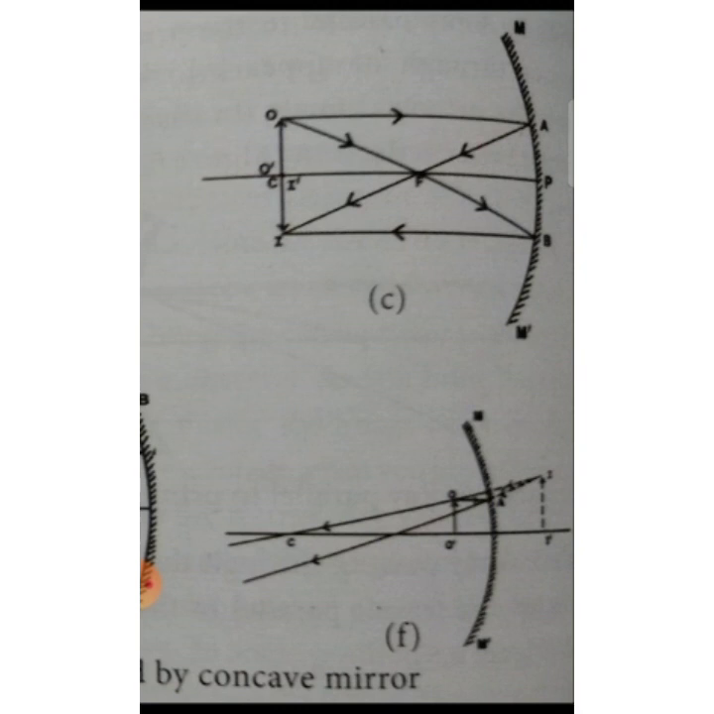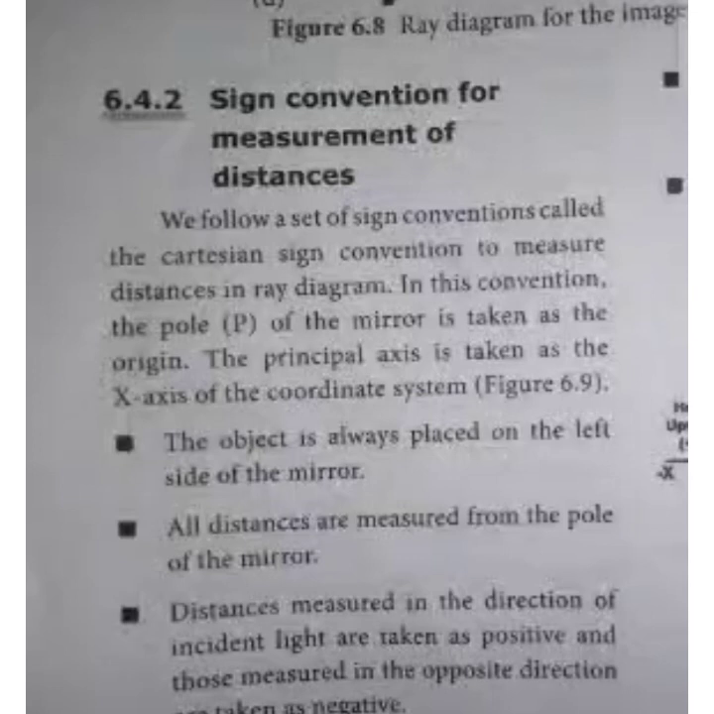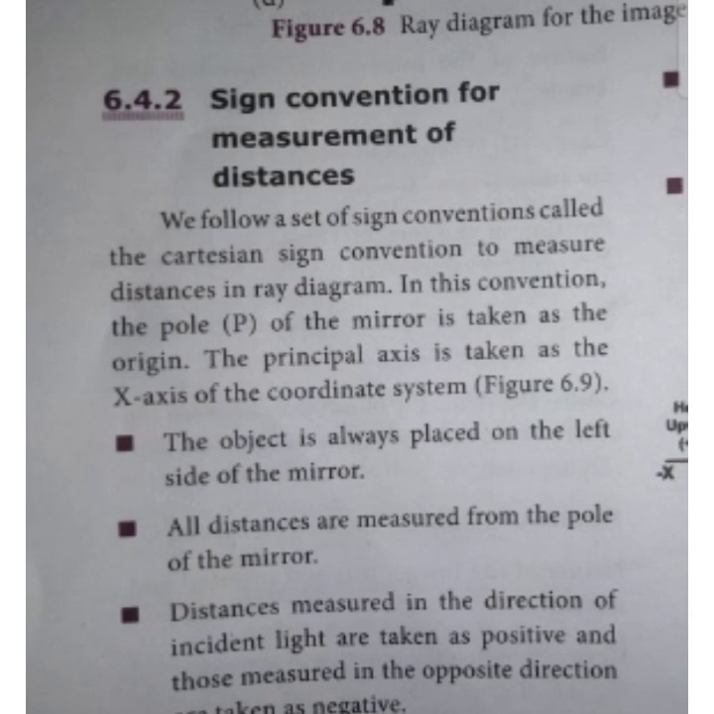Okay, students, next topic, sign convention for measurement of distance. So what is sign convention? We need plus and minus signs to use in the formulas in future. F is the focal length, U is the object distance, V is the image distance, which must be found out using future formulas. So for that we need a particular sign to be assigned.